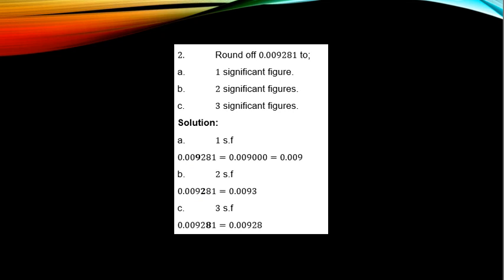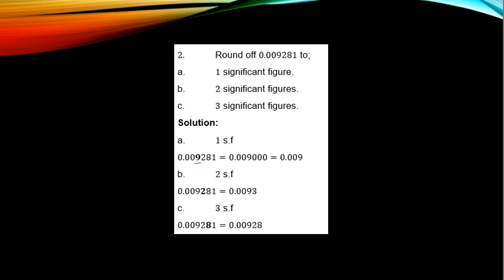Alright. Example 2, round off 0.009281 to 1SF, 2SF, 3SF. Alright, so 1SF. Don't forget this number is a decimal number, but the first non-zero number from the left is 9.